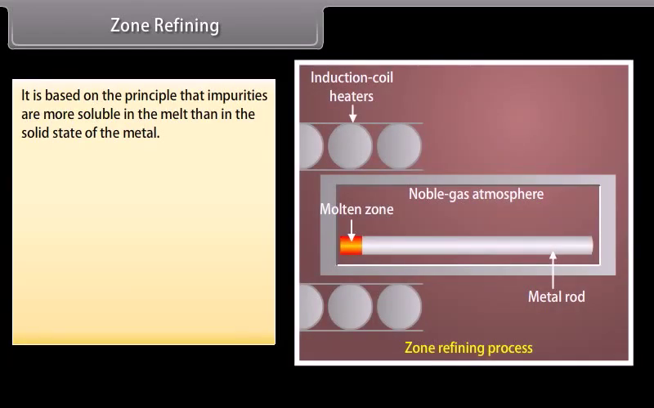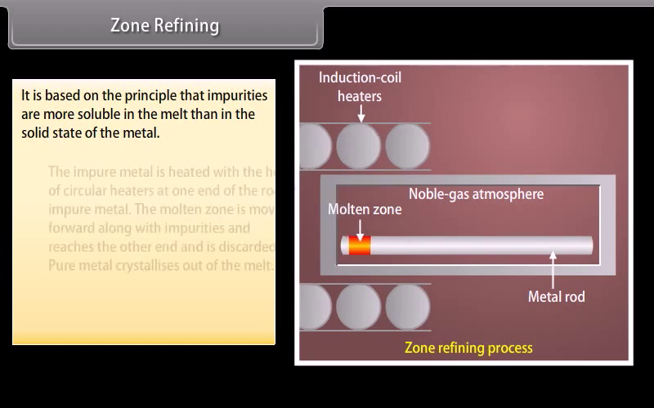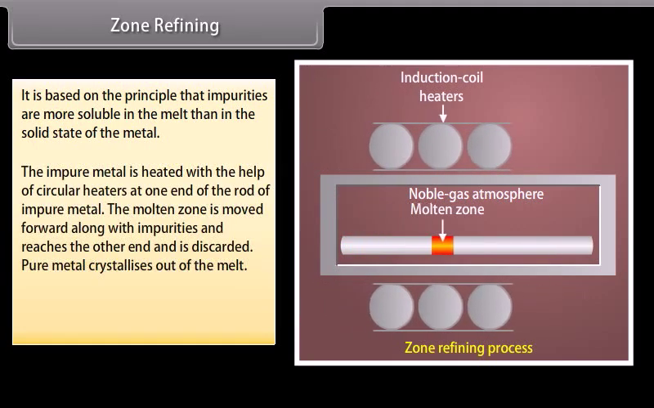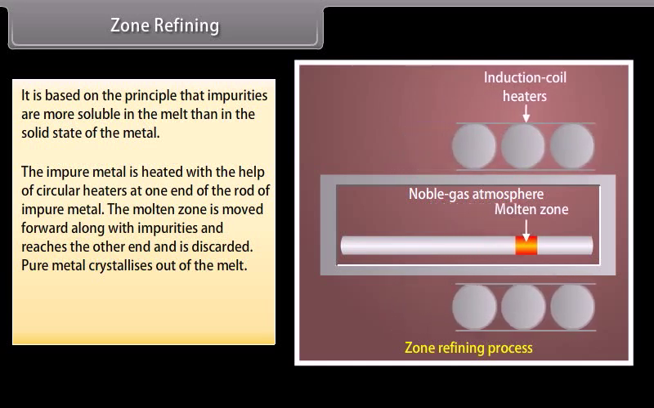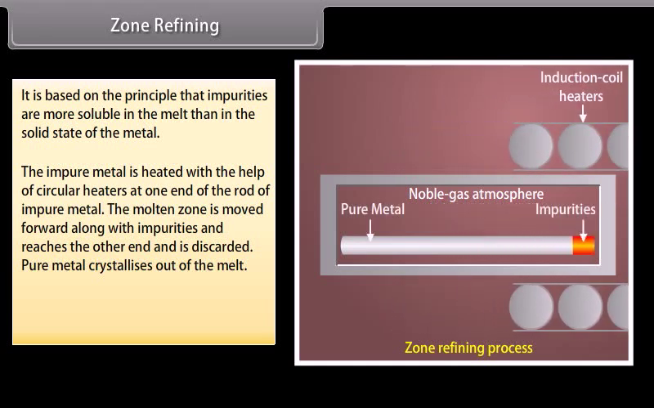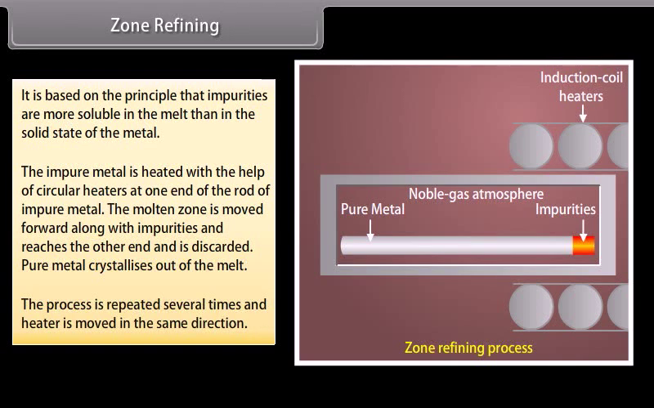Zone refining is based on the principle that impurities are more soluble in the melt than in the solid state of the metal. The impure metal is heated with the help of circular heaters at one end of the rod of impure metal. The molten zone is moved forward along with impurities and reaches the other end and is discarded. Pure metal crystallizes out of the melt. The process is repeated several times and the heater is moved in the same direction. For example, it is used for purifying semiconductors.